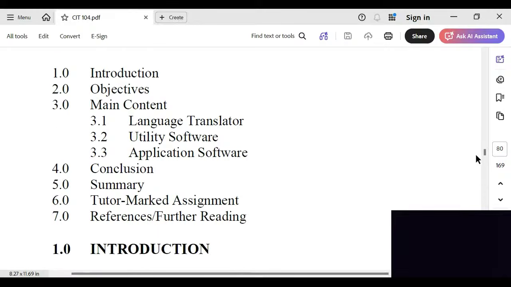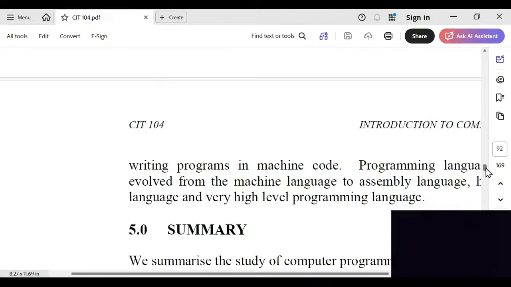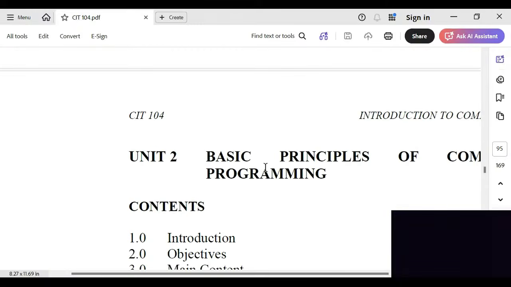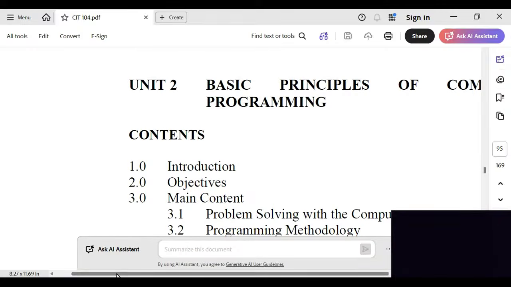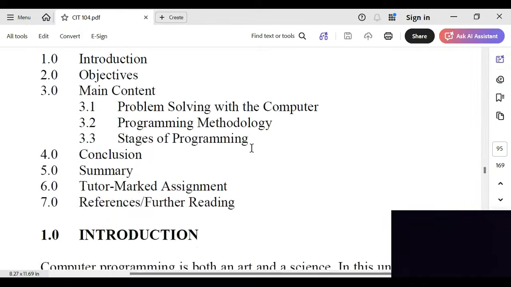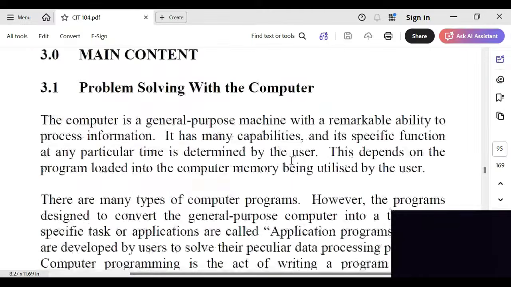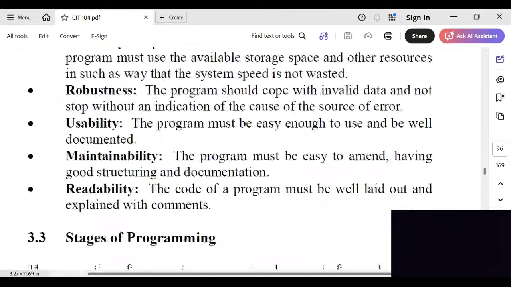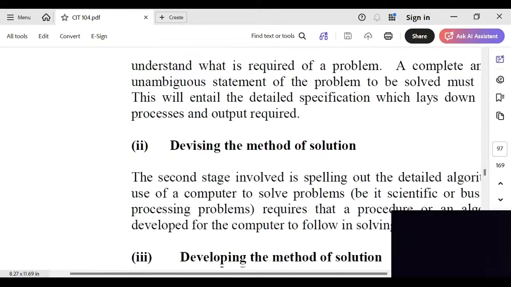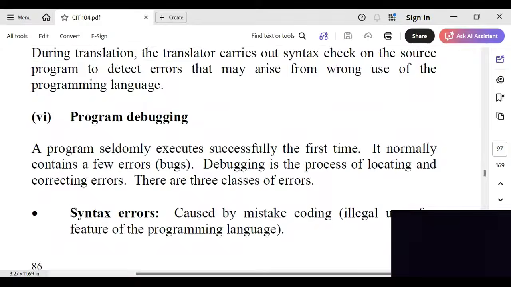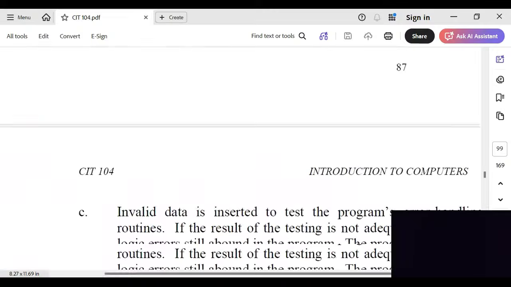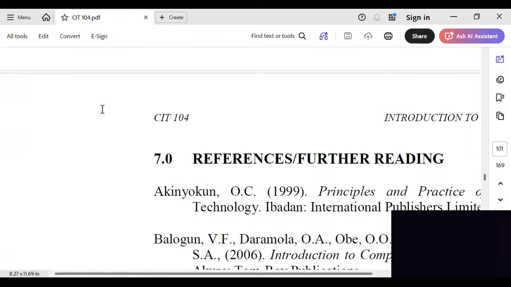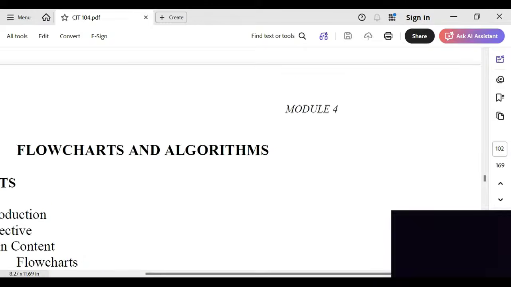Computer software. Okay, no, this is not what we are looking for. We are looking for the part that talks about Visual Basic 6. I want us to look at something ahead of time. Programming, basic principles of computer programming. Fine. I think this is where they will start talking about it. Problem solving with the computer. Where is this Visual Basic? Hold on. I want to show you something on that Visual Basic before we go tonight. We have to see it before we leave this class.